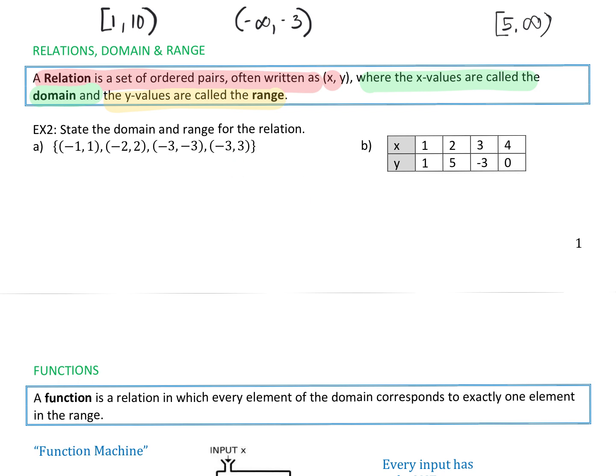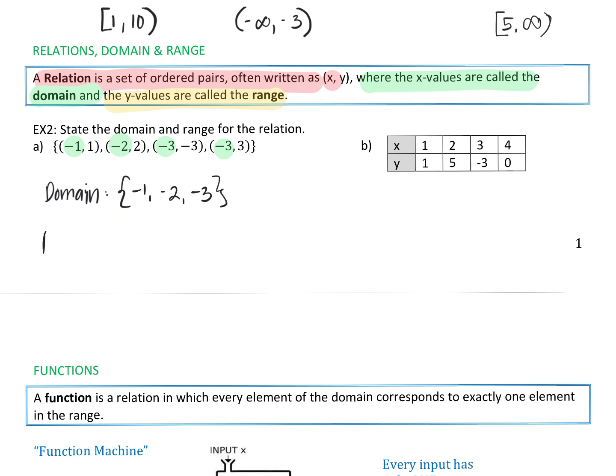All right, so example 2, state the domain and range for the relation. So I'm going to list out the domain. I'll write out domain, by the way. So the domain for this relation is going to be all of the, what values? The x values. Again, remember, domain is the x. That's going to be these values right there. -1, -2, and -3. -3 is used twice, but I'm just going to write it once.